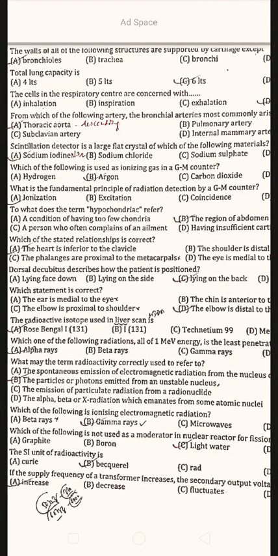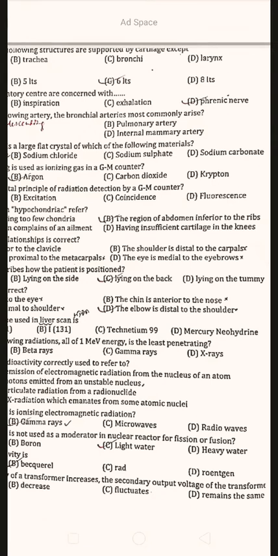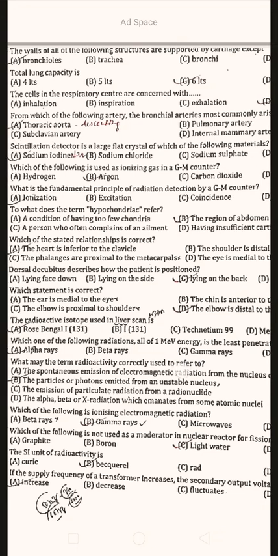Dorsal decubitus describes the patient lying on the back. Dorsal does not mean the prone position. So the correct answer will be C. Which statement is correct? The ear is medial to the eye, no. The elbow is proximal to the shoulder, no. It is actually distal to the shoulder. The chin is anterior to the nose, no. The elbow is distal to the shoulder. The correct answer is C.